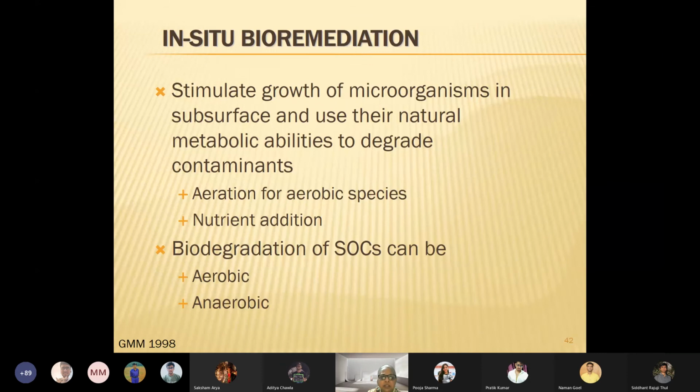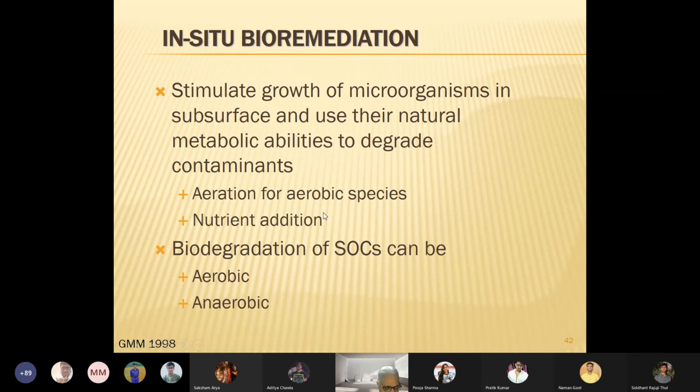The first thing we need to do is, there are native microorganisms that are likely to be present in the subsurface. It all depends on the depth of the groundwater. So if it is shallow groundwater, it will be high in microorganism concentration. If it is deep groundwater, it may or may not have sufficient microorganisms. Depending on the depth and the presence of microbes, you want to stimulate the growth of these microorganisms. So you can use the natural metabolic activities of these microorganisms to degrade them.